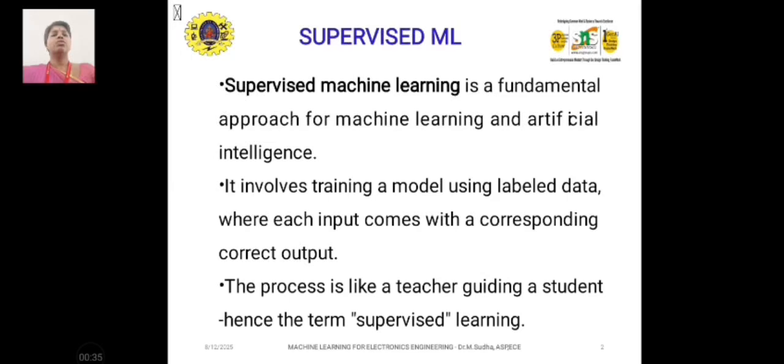And here supervised learning involves training a model using labeled data. What is labeled data? Labeling, in the sense that we can have some cloth materials, with some printing or brand name mentioned. Likewise, we need to mention the data name. For example, cat, rat, or mat, or something else, we need to name it. That is the labeled data, where each input comes with a corresponding correct output. The process is like a teacher guiding a student, hence the term supervised learning.